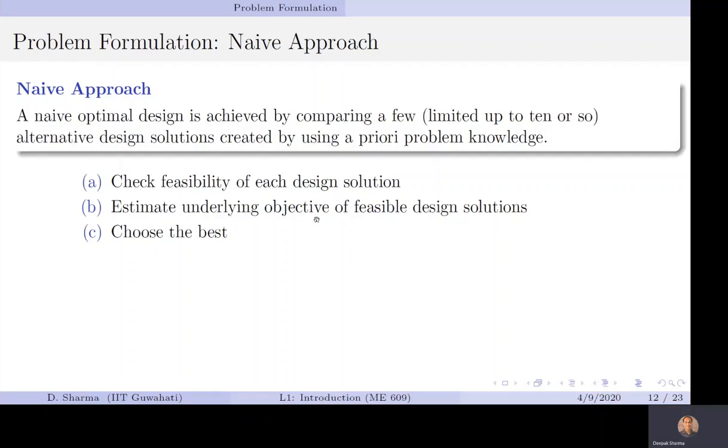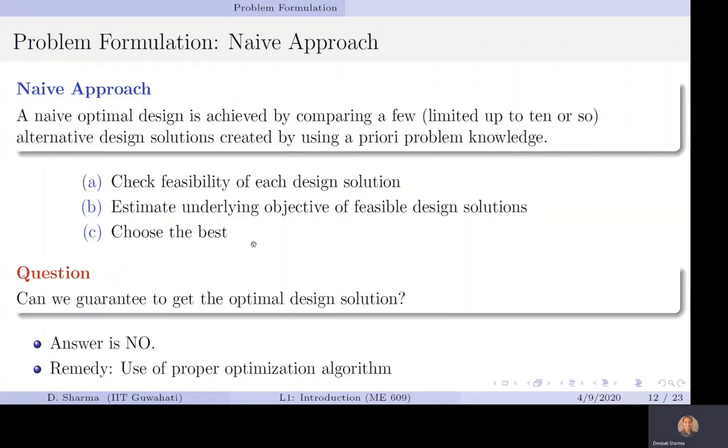So what is the objective function value? Afterwards, we compare the objective function values of all feasible solutions, and then we choose the best. Now the question is, can we guarantee to get the optimal design solution? The answer is no. Why? Because those 10 or 12 solutions may not represent the optimum solution. They can be some solutions, and when you are comparing, you are choosing the one. However, the optimum solution can be at some other place, and that's why this kind of naive approach is not going to give you an optimum solution for all problems.